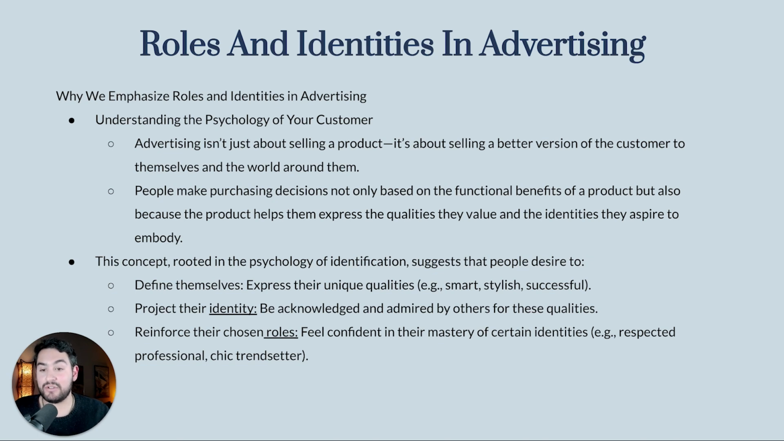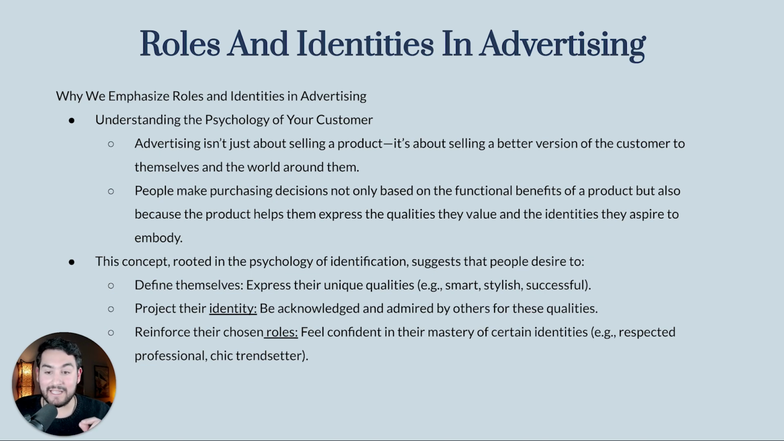People also make purchasing decisions very impulsively, not based off of the functional benefits of the product all the time, but also because the product helps them express qualities that they value and identities that they aspire to embody. A really good example of this is why would someone buy an expensive watch like a Rolex? It does the same thing that a $50 or even maybe a $15 watch does because they both tell time.